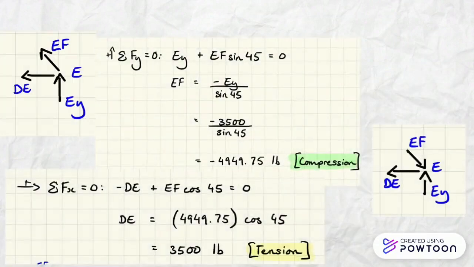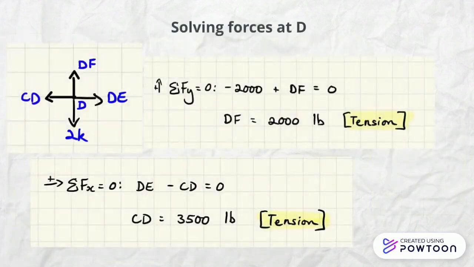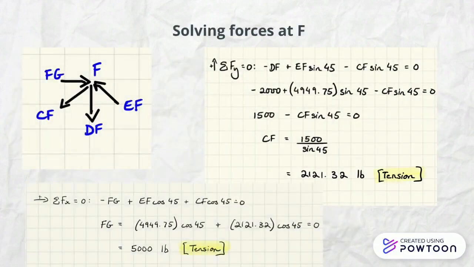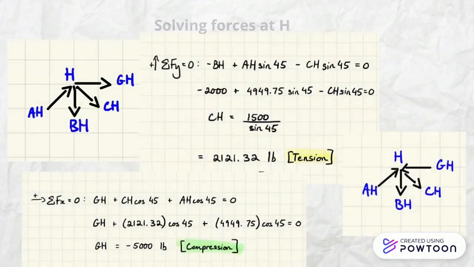Then we can solve for forces at E. Next, we can solve for the forces at D. Since both of these forces were found to be in tension, a second free body diagram is not required. Next, we can solve for the forces at F. Both of these were found to be in tension, and therefore a second free body diagram is not required. Lastly, we can solve for the forces at joint H. The second free body diagram is shown to the bottom of the screen.